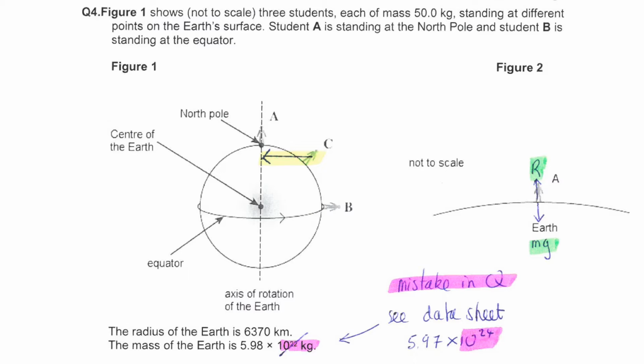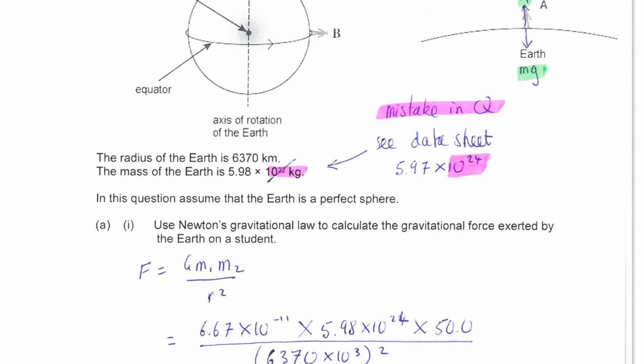Now, unfortunately, we have spotted a mistake in this question. It is just a typo really, and the power of 10 is incorrect here. So the mass of the Earth should be 10 to the 24. You would see this on your data sheet if you checked it there.